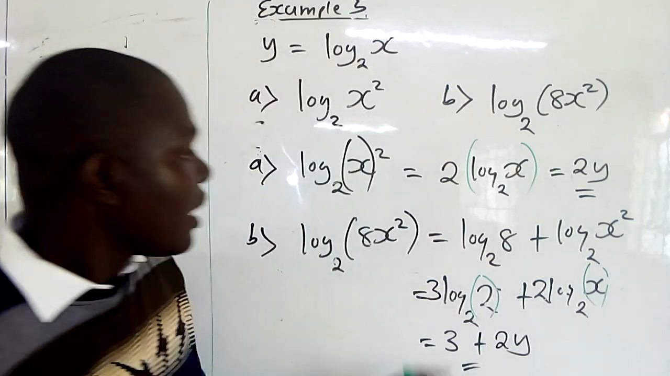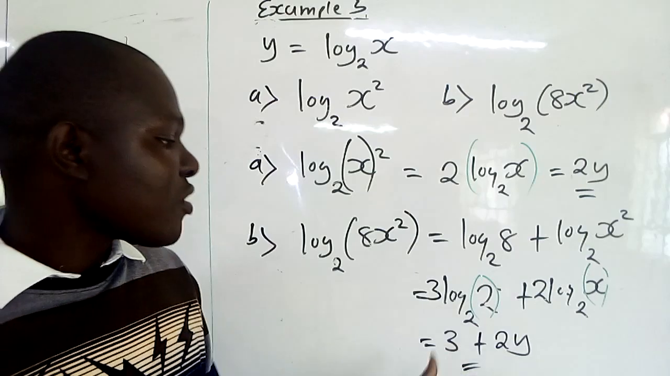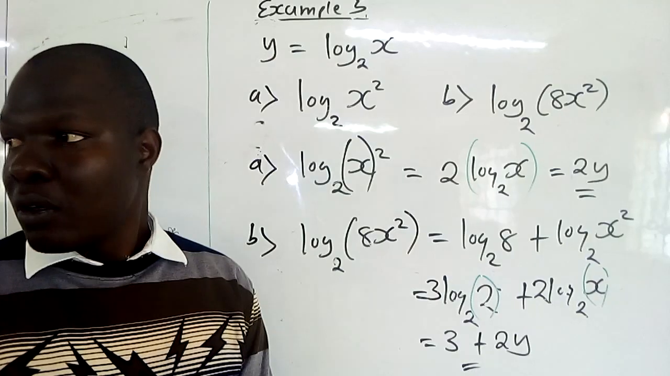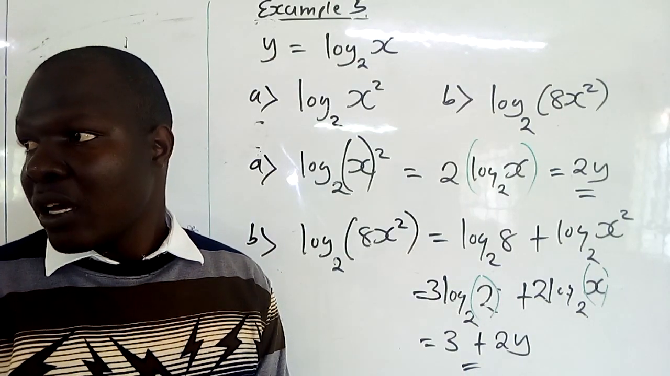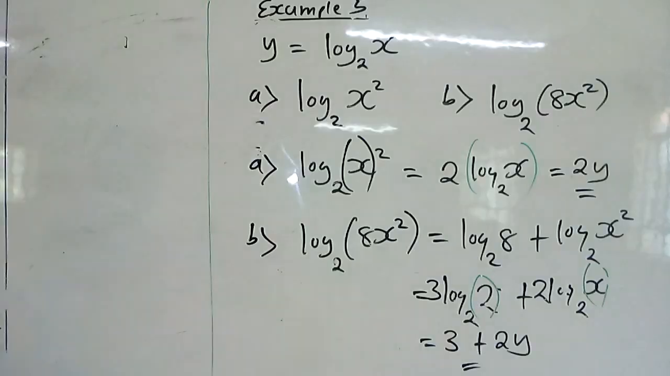So you've now expressed that given problem in terms of y to be 3 plus 2y. Are we together? Yes. Good. Example number 6.